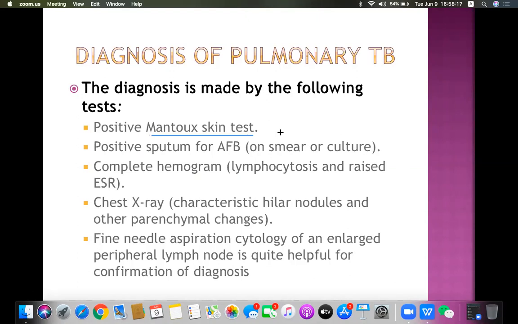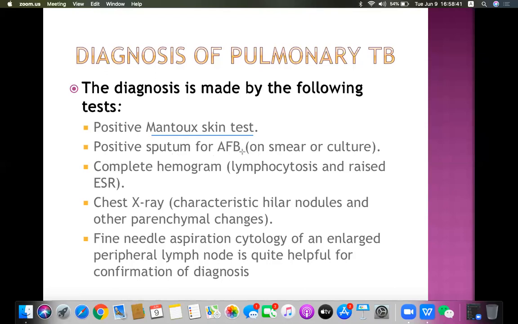We need cell-mediated immunity for the Mantoux test to become positive. If cell-mediated immunity itself is very low, then the Mantoux test will not be positive even if that person has tuberculosis. You need to understand that. Second one, positive sputum for acid-fast bacilli.